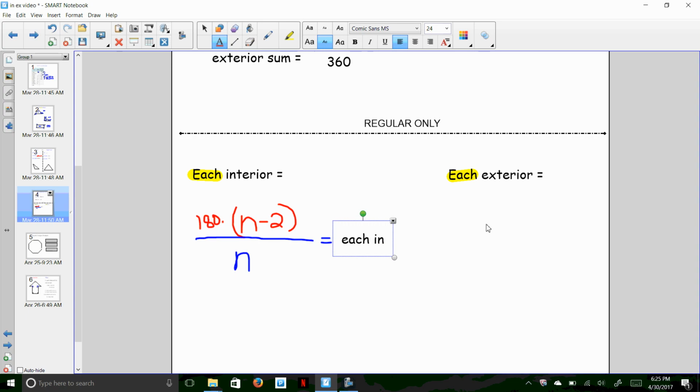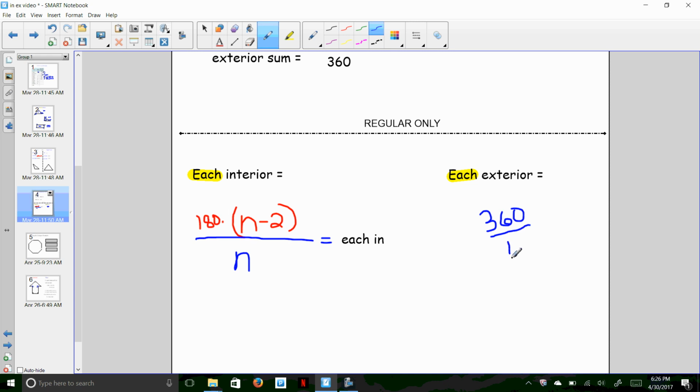Okay, each exterior is pretty simple to remember. Remember, all polygons have an exterior sum of 360. If you want to get each, we just divide it by N. Now remember, these two formulas only work with regular. That's it.